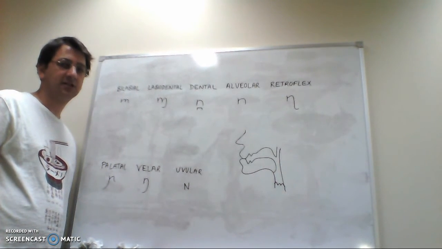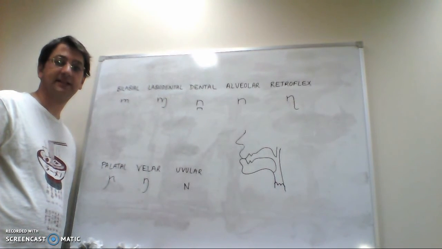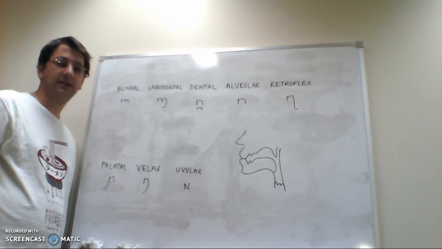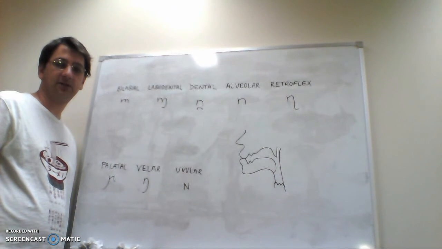In most languages of the world, when a nasal is followed by a consonant, it just assimilates to the place of articulation of that consonant. So that's why nasals are very flexible in place of articulation.